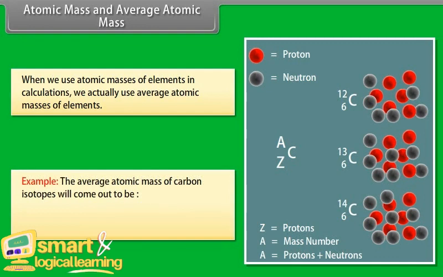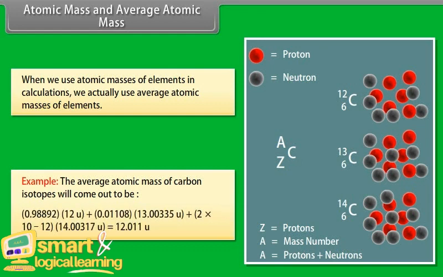Example: the average atomic mass of carbon isotopes will come out to be 0.98892 × 12 u plus 0.01108 × 13.00335 u plus 2 × 10^-12 × 14.00317 u, which is equal to 12.011 u.